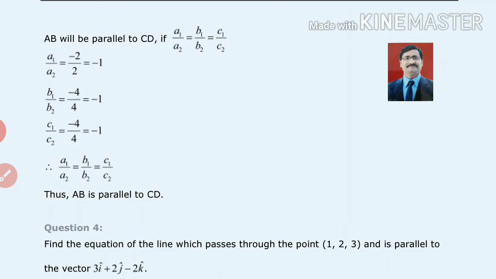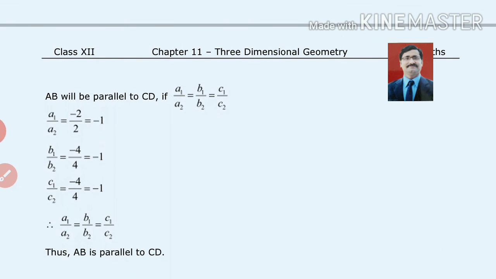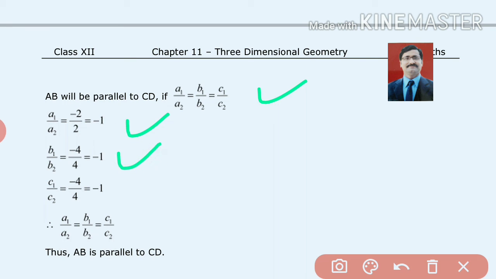Now I have already given you the rule that if AB is parallel to CD, then a1 upon a2 equals b1 upon b2 equals c1 upon c2. So first you find a1 upon a2, then b1 upon b2, then c1 upon c2. These are all equal, which means AB is parallel to CD.